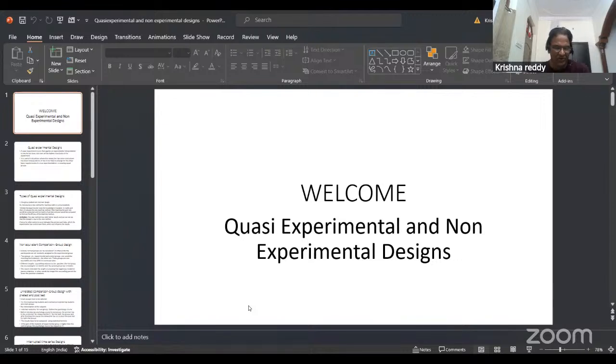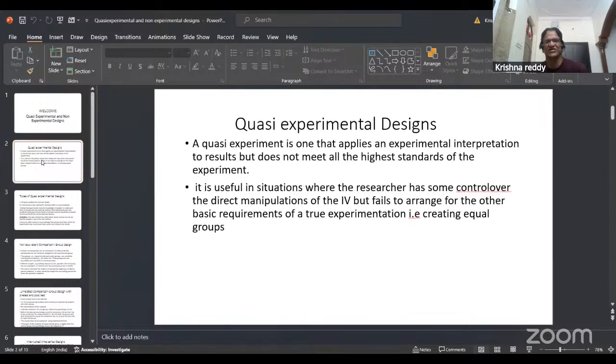Now we are moving into today's class discussion, that is quasi-experimental and non-experimental designs. Now this is the PPT, which is available on the screen. Now we can also follow this PPT for quasi-experimental and non-experimental designs. What is this quasi-experimental design? The title itself indicates quasi, not completely. It's not complete, full, total, which should satisfy all the conditions to be a good experiment.